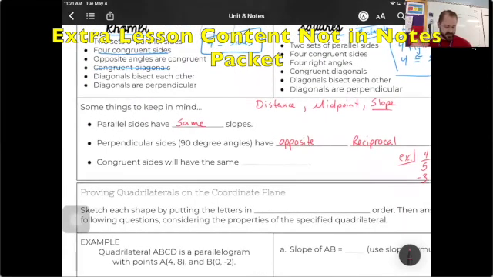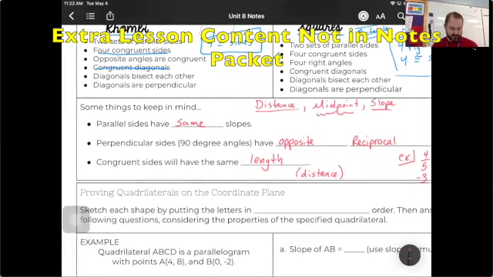And then finally, congruent sides would have to have the same length. Now remember that length in the coordinate plane comes from the distance formula. So there's that distance formula. Now we could use our midpoint formula, but we're not going to in this lesson. We could use it to show some different things, like that the diagonals bisect each other. That means they would share the same midpoint, but we're not going to go down that road.